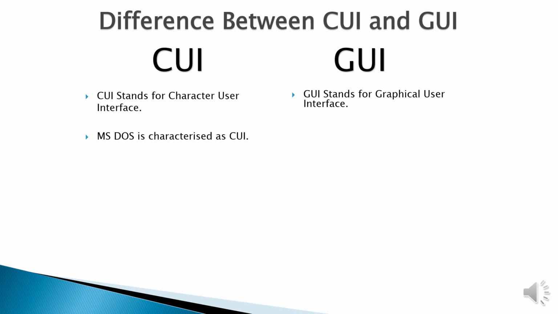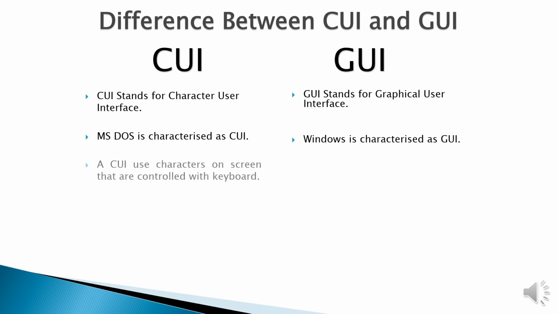MS-DOS is characterized as a CUI operating system. Microsoft Disk Operating System is a CUI operating system. And Windows is characterized as a GUI operating system because in Windows we use graphics support. A CUI uses characters on screen that are controlled with the keyboard. As I told you, if you want to write anything in CUI, you have to learn the commands. And how can we type the command? We can type the command with the help of the keyboard. The keyboard is a very important part in CUI.